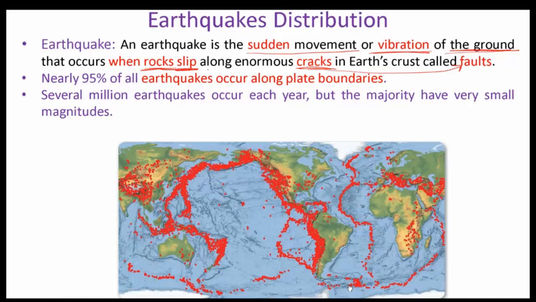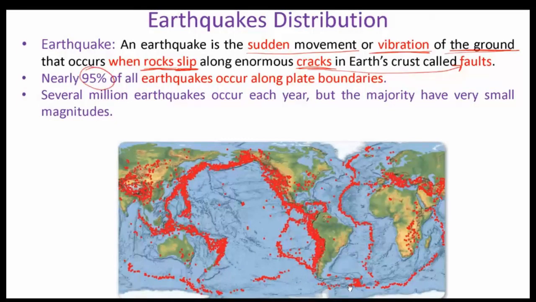And these rocks slip, and when they slip, they produce a big amount of kinetic energy. This kinetic energy is in the form of vibration. And this vibration transfers from a certain place to the other, causing this vibration to the ground, which we call the earthquake.